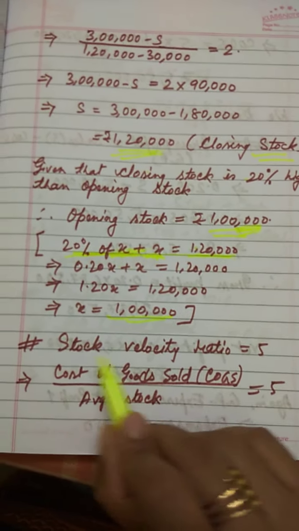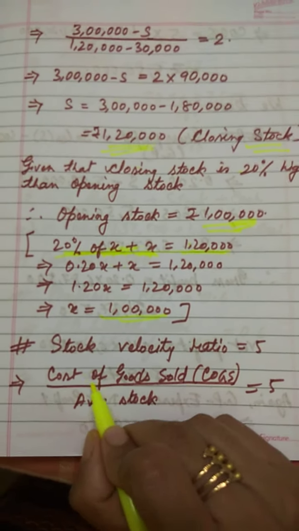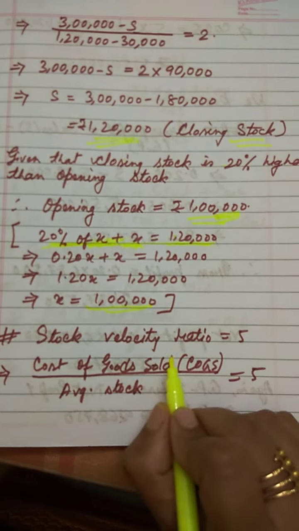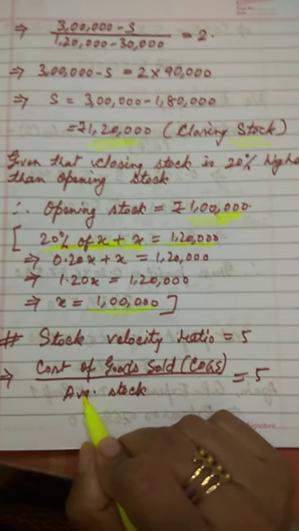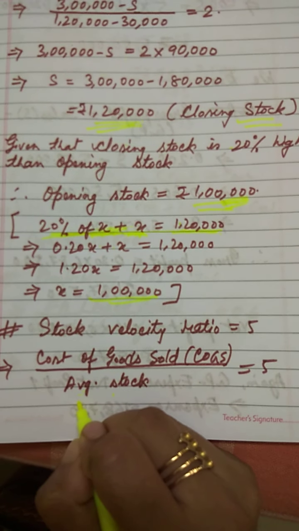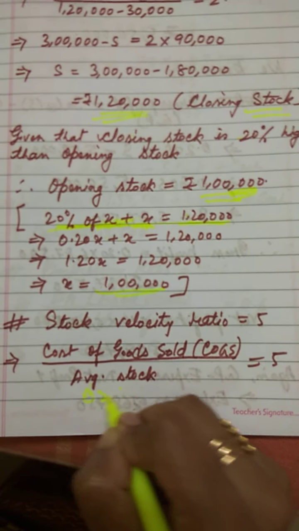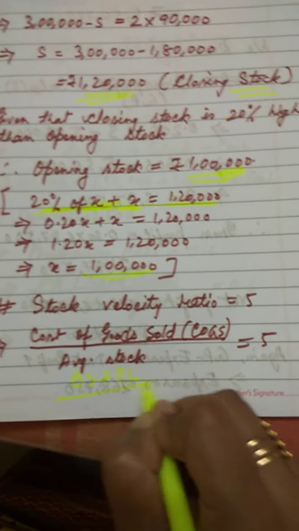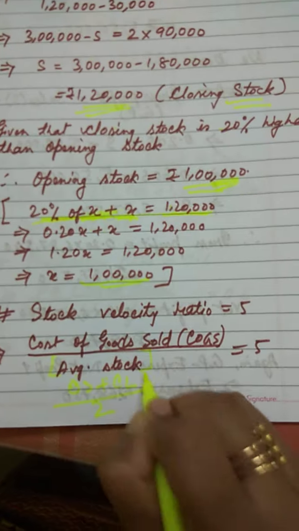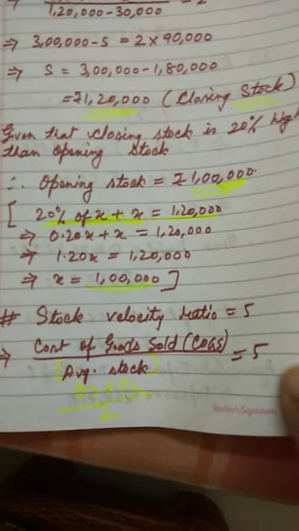We know the formula of stock velocity ratio is cost of goods sold divided by average stock. Now COGS, or cost of goods sold, we don't know, but we know the average stock. How to calculate average stock? We add the opening stock with the closing stock, and we divide it by 2. That will give you the value of average stock. So we will do that and find out the COGS.